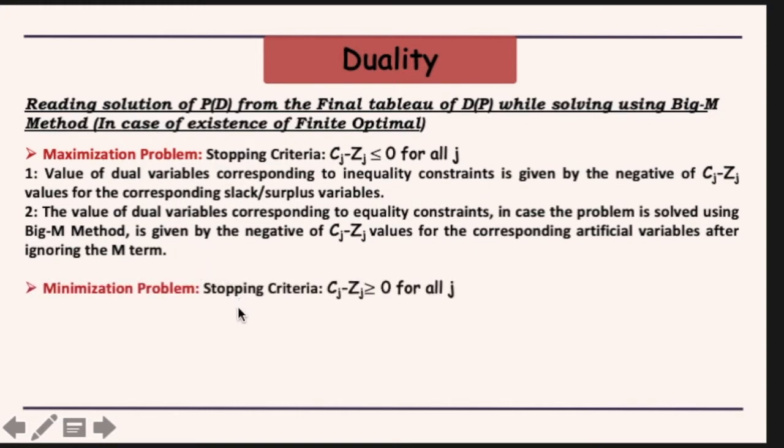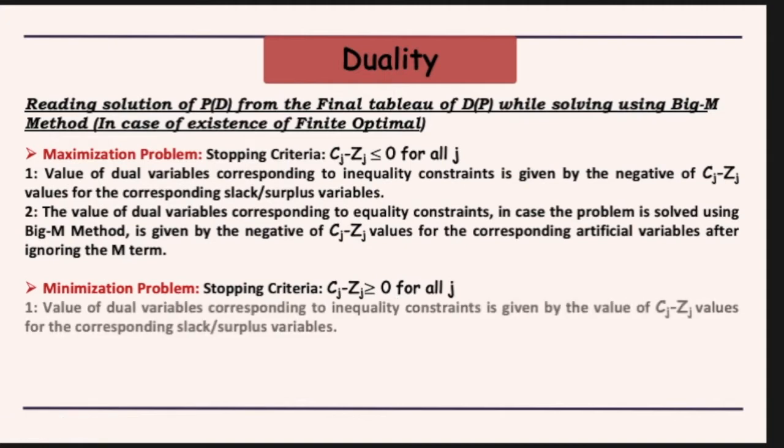Now I'll take up the case of a minimization problem. In case of a minimization problem, the stopping criteria is that all the Cj minus Zj's are non-negative, greater than or equal to 0, and when we reach such a situation, we say that optimality has been reached. Now in this case, suppose we want to find the values of the dual variables from the solution of the primal. Whenever we have dual variables corresponding to inequality constraints, we are going to take the value of Cj minus Zj as it is for the corresponding slack and surplus variables, and they would be equal to the value of the dual variables.